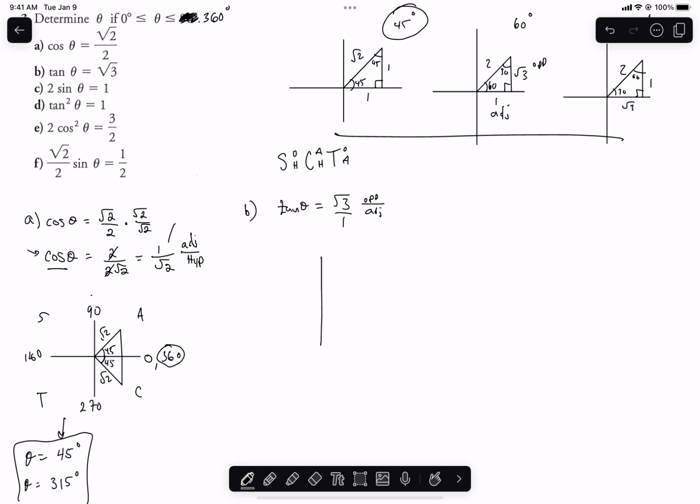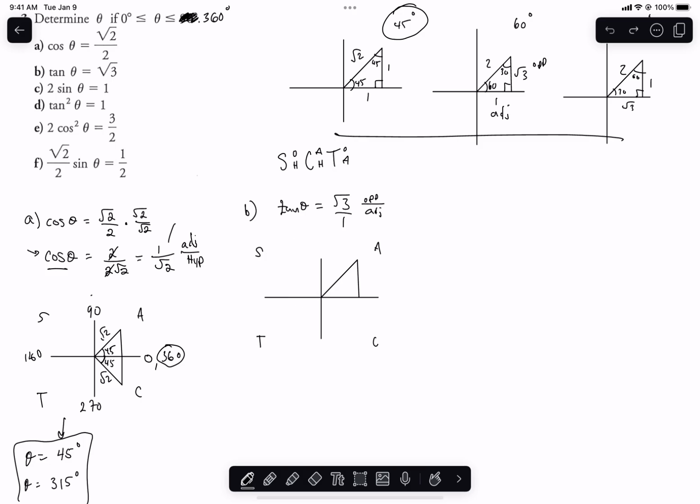So draw yourself a picture, and the picture is going to have your CAST rule on it, and you're going to ask yourself, where is tangent positive? So you write out CAST. Tangent turns out to be positive here in the all quadrant, and tangent turns out to be positive down here in the tangent quadrant, right?